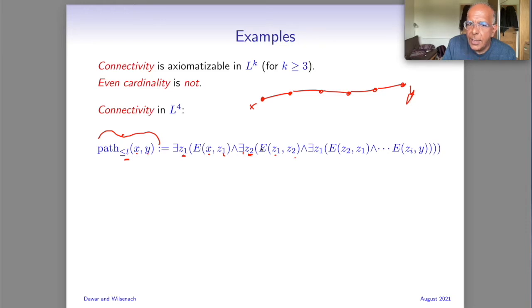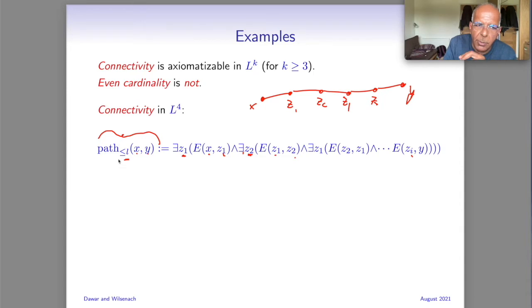But instead, I am saying there's a Z1 with an edge from x to Z1 and a Z2 with an edge from Z1 to Z2. And then I just reuse the variable Z1 by saying there's a Z1 with an edge from Z2 to Z1, etc. I reuse the variables Z1 and Z2 repeatedly. And at the end, I say there's an edge from Zi to y. I is either 1 or 2, depending upon whether L is odd or even.